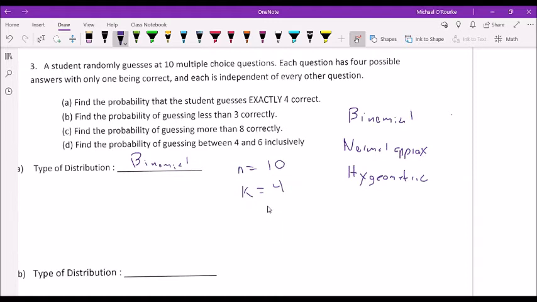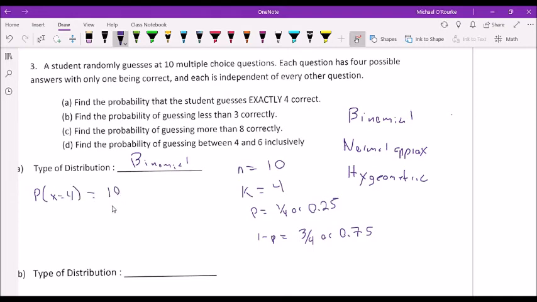Okay? What's my p value? What's my probability of getting it right? 1 over 4 or 0.25, which would make my 1 minus p, or my failure value here, 3 over 4, or 0.75. Does that make sense to everyone? Okay, then let's plug in our values here. So what's the probability of getting 4 right?